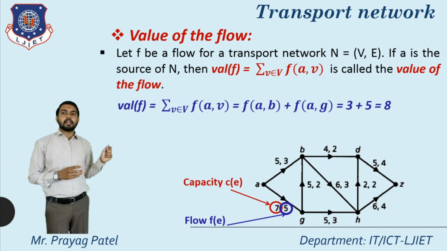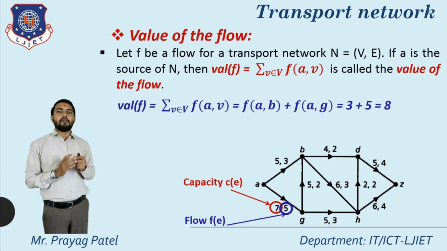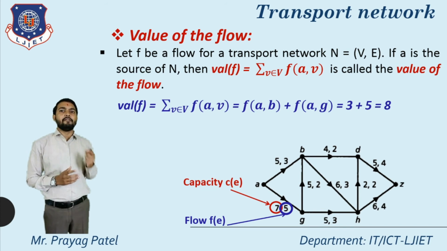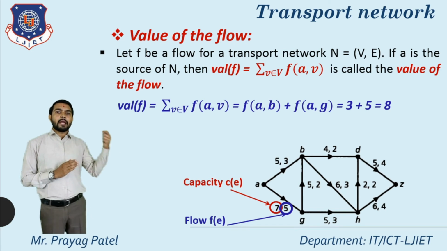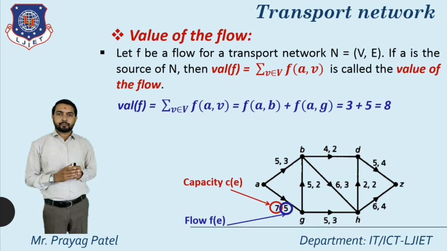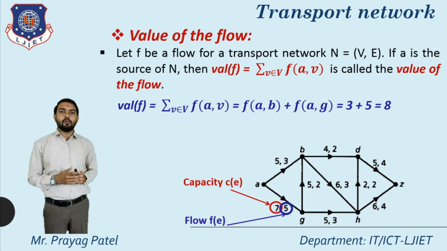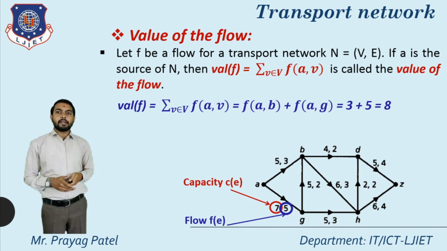So for example, here consider val(F) = sigma over V belongs to V of F(AV), because here A is the source node. So A to any node is considered as AV. Here A to B and A to G, two paths are possible. So F(AB) plus F(AG) equal to 3 plus 5 equal to 8, because here we consider the value of flow, not the capacity. So total equal to 8.